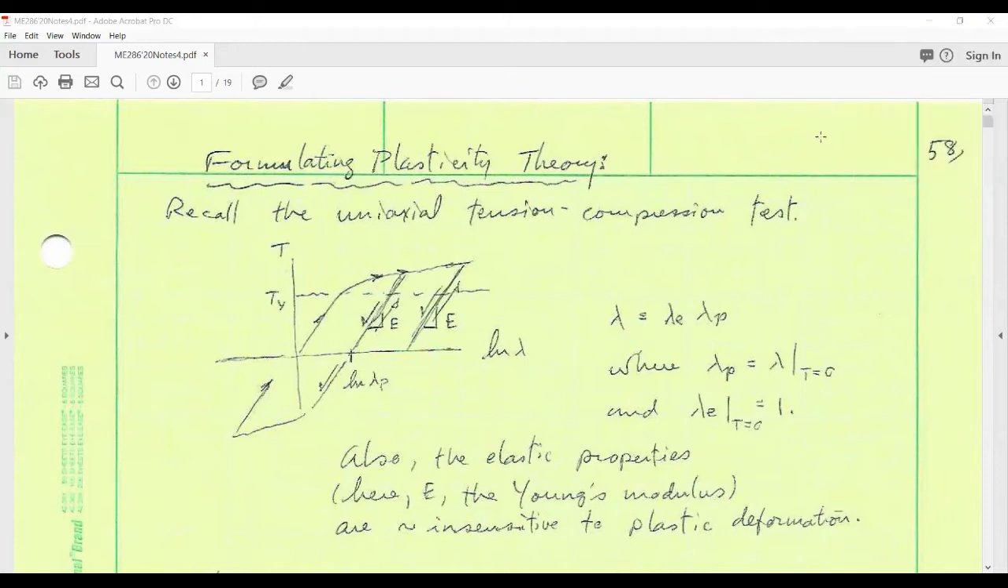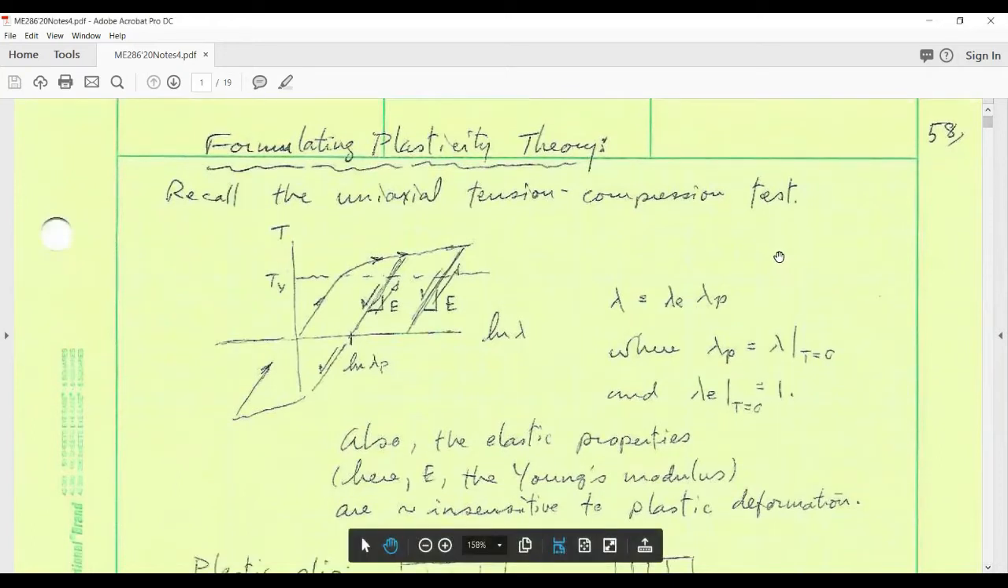Okay, so finally we're ready to put everything we've learned so far into service in the formulation of plasticity theory. So let's go back to our first lecture and recall the lessons learned from a uniaxial test where we plot uniaxial stress, say T, against the so-called logarithmic strain, which is the preferred measure used by metallurgists for representing data. We had that discussion at the first lecture.